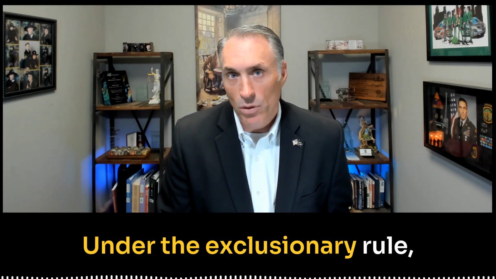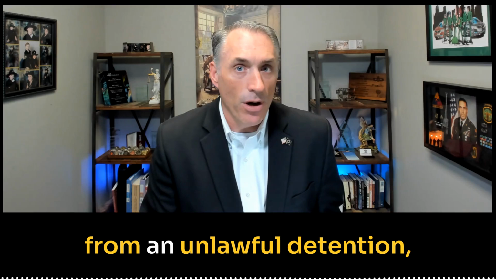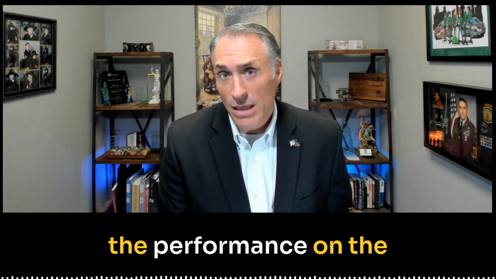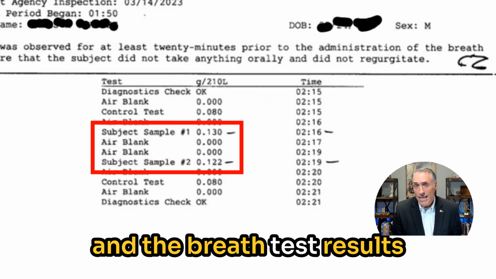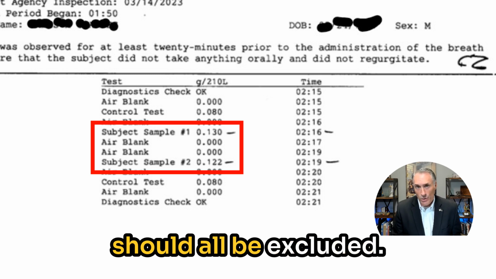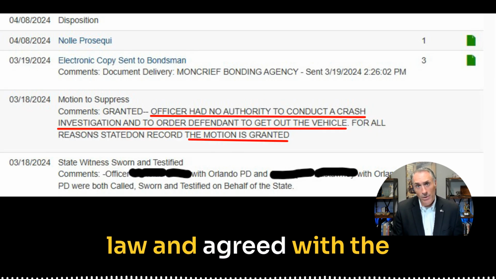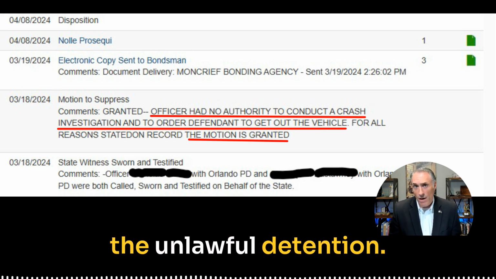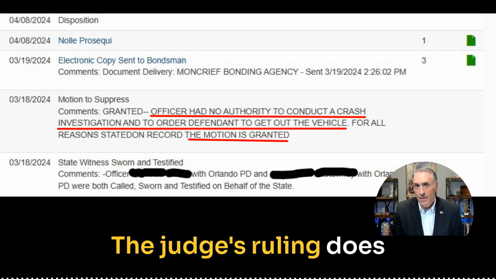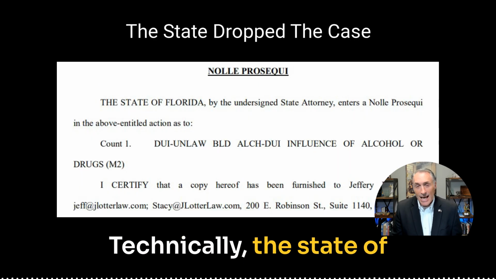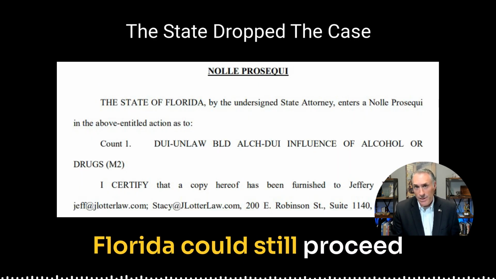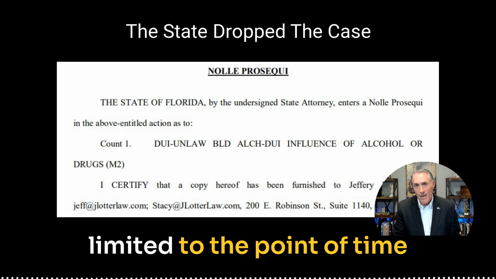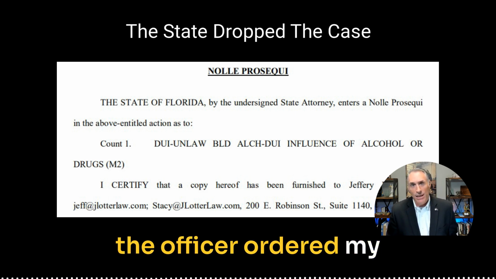Under the exclusionary rule, all the evidence derived from an unlawful detention, including the odor of alcohol, the stumbling, the performance on the field sobriety exercises, and the breath test results should all be excluded. The judge followed the law and agreed with the defense in excluding all of the evidence obtained after the unlawful detention. The judge's ruling does not dismiss the case. Technically, the state of Florida could still proceed to jury trial against the defendant for DUI, but their evidence would be limited to the point of time the officer ordered my client to exit the vehicle.